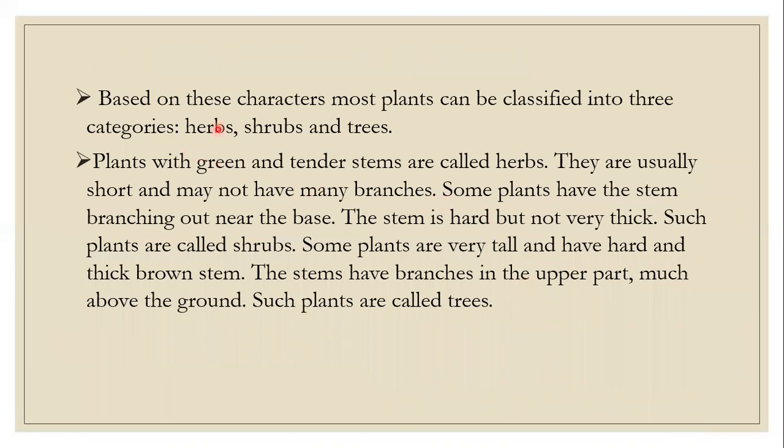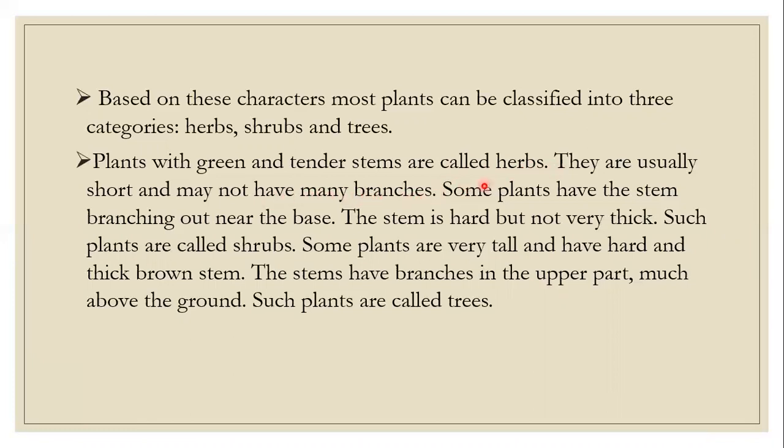Based on the characters, plants can be classified into three categories: herbs, shrubs, and trees. Plants with green and tender stems are called herbs. For example, tomato, and also lady's finger, then tulsi, wheat, paddy. All these plants come under the group of herbs, and they live for a short time only, a maximum of 1 or 2 years. They are usually short and may not have many branches.